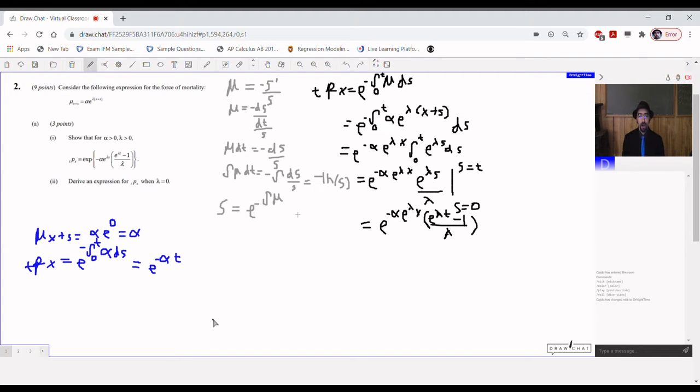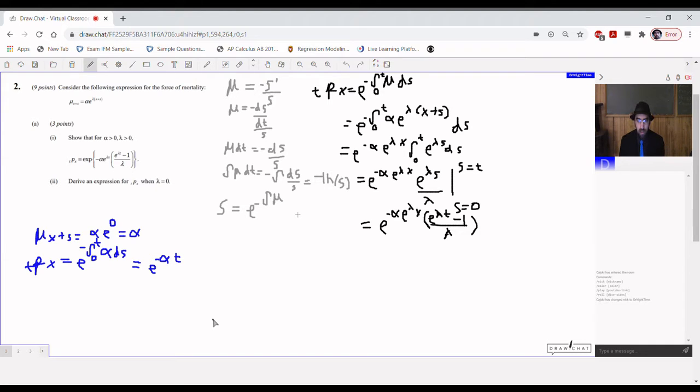It says, consider the following expression for the force of mortality: mu sub x plus s equals alpha e to the lambda times (x plus s). First question: show that as long as alpha is positive and lambda is positive, tpx, the probability that x survives t more years, equals e to the big brackets negative alpha e to the lambda x times e to the lambda t minus 1 all over lambda.